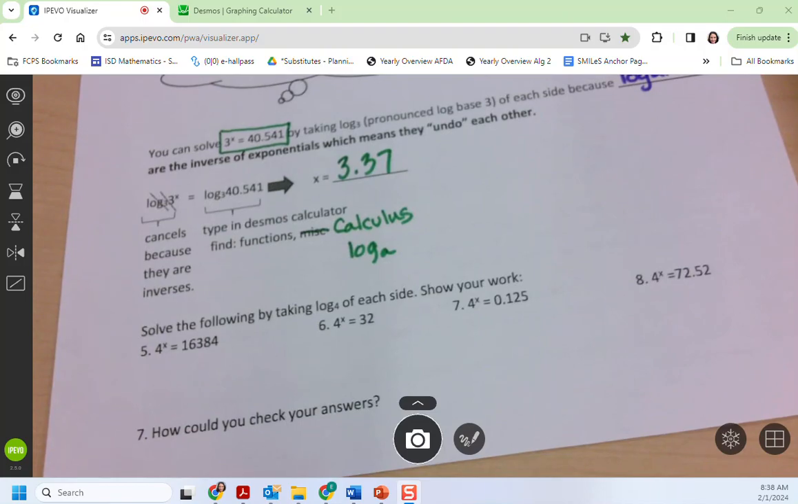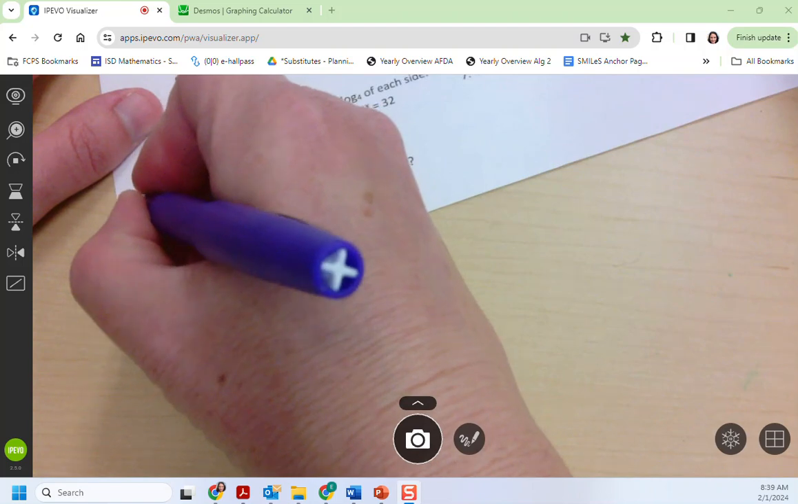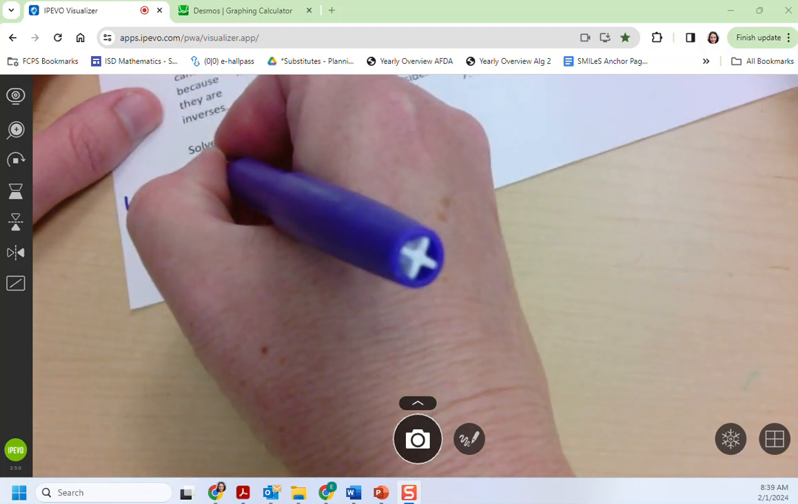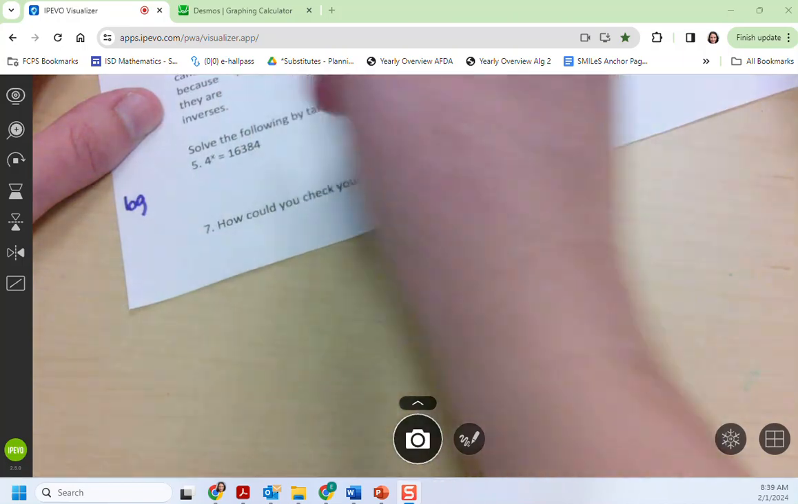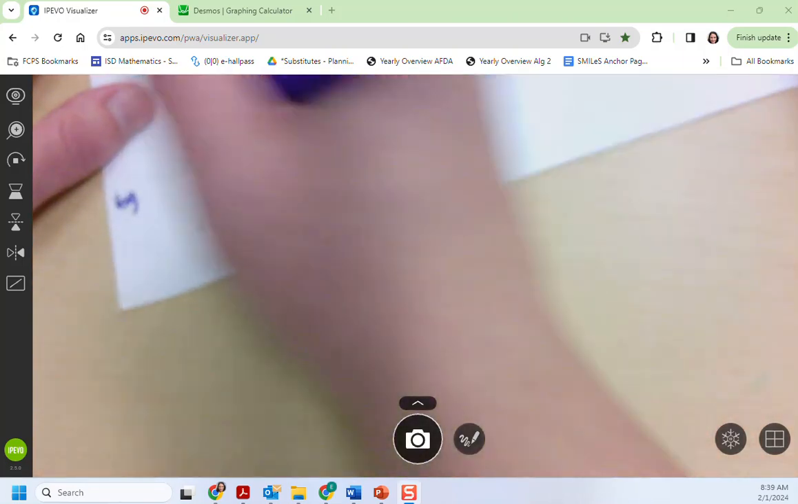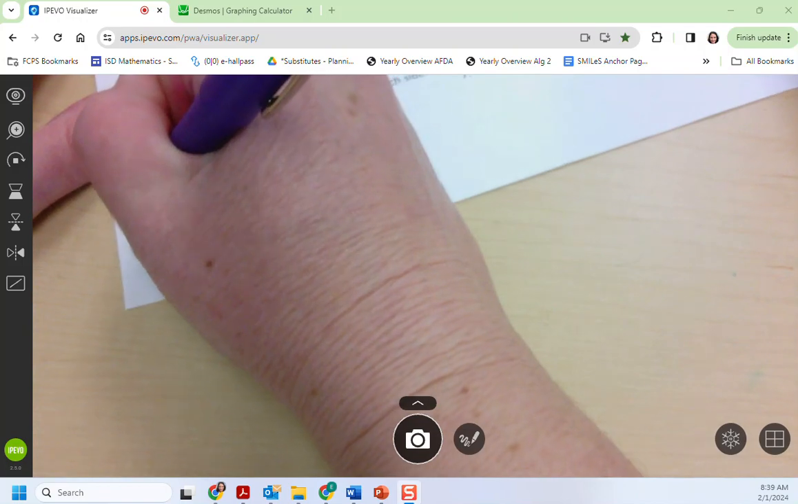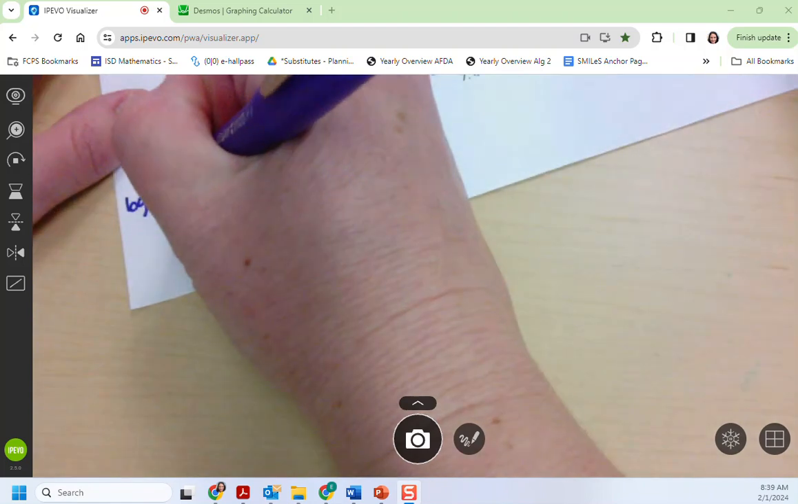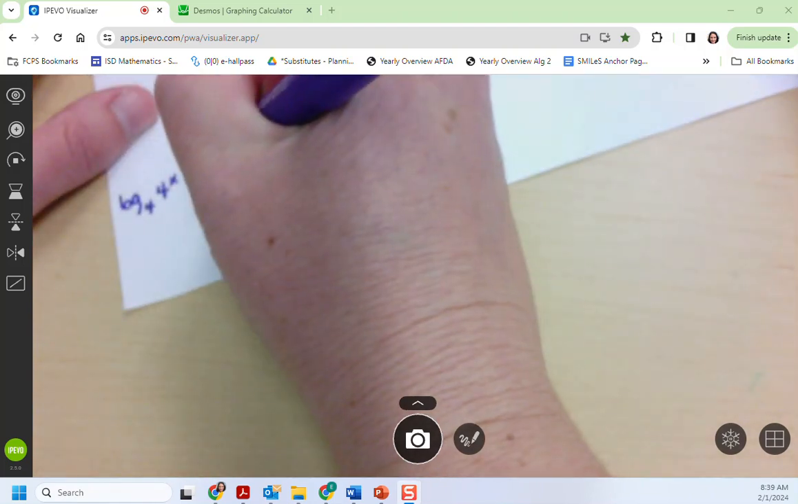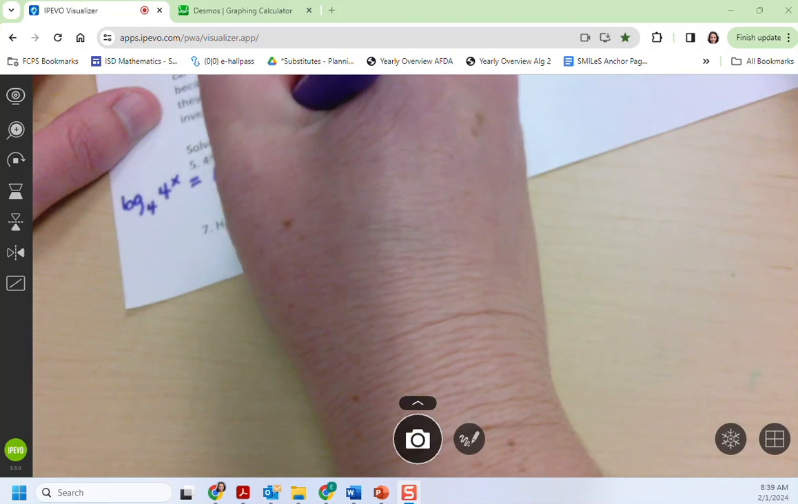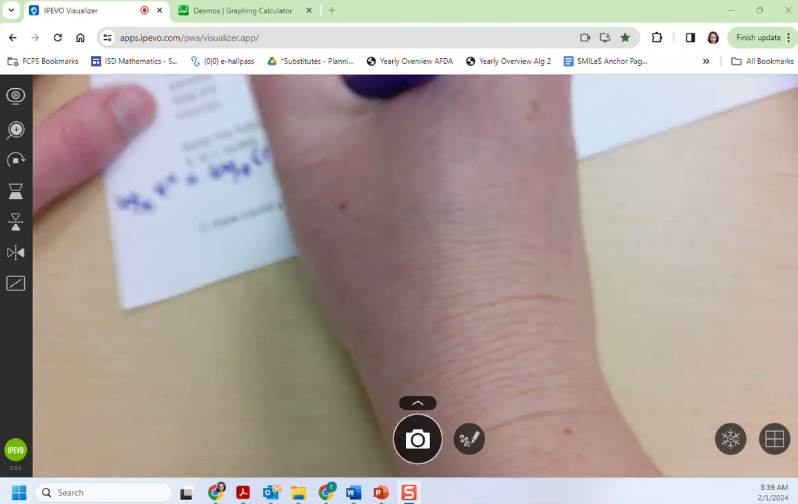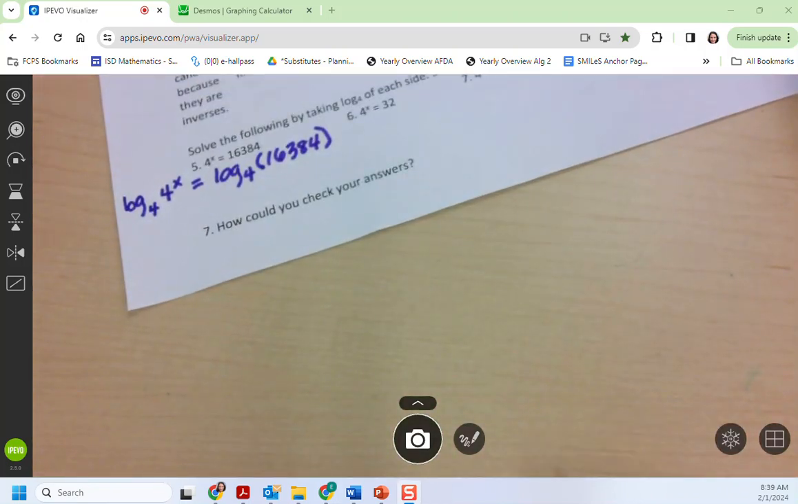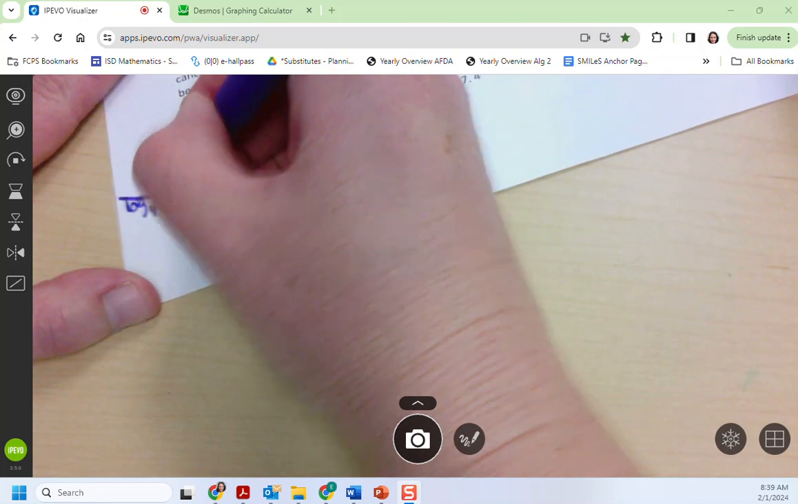Okay. All right, so I'm going to start you guys on number 5, but you know how to do these now. You're going to type log, and the base of the log has to match the base of the exponential. Remember, the base is the number under the exponent. So the 4 is the number under the exponent. So I'm going to do log base 4 on both sides of the equation. Log base 4 of 4 to the x equals log base 4 of 16,384. And the reason we do that is because log base 4 will cancel, and you just get x.